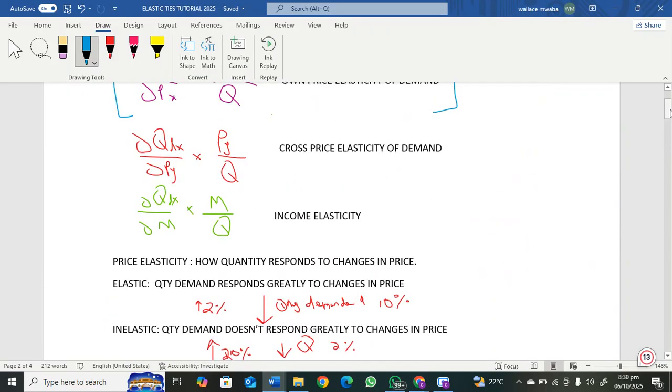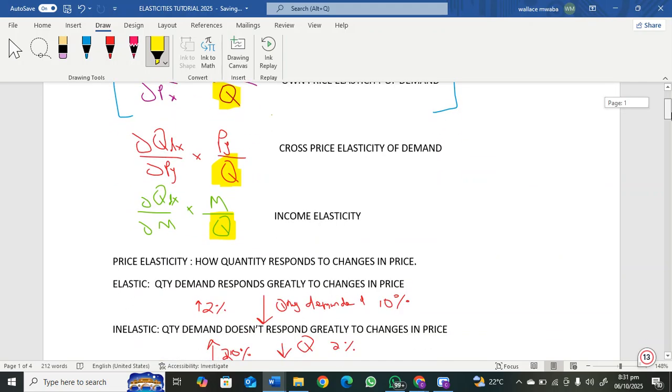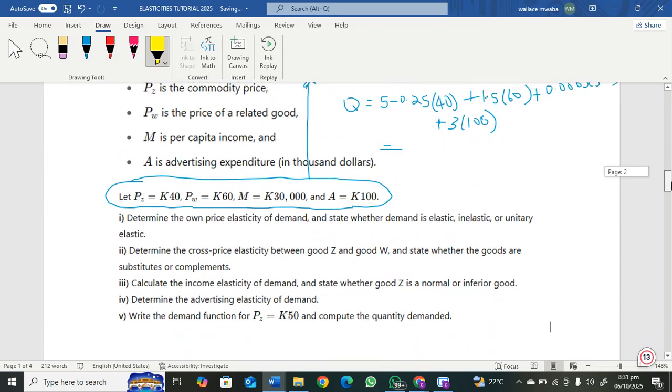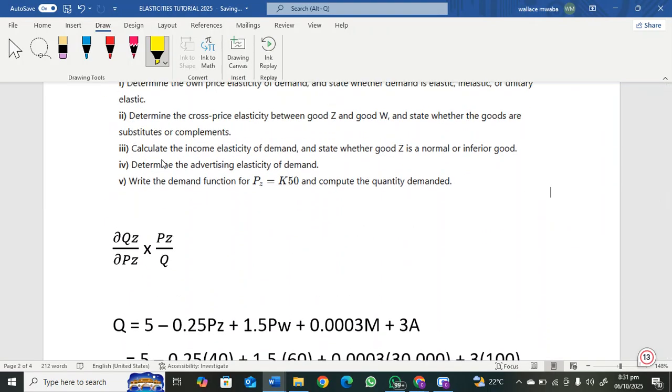Why is it the first thing you need to do? Look at these formulae for the elasticities. Have you seen these Q's here? This Q, this Q, and this Q. That's where we're going to be replacing. That 394 is what we're going to replace for Q in this formula. All right. So once you've found Q, this is the formula for the price elasticity of demand.